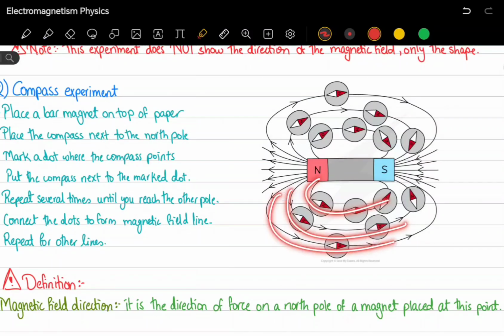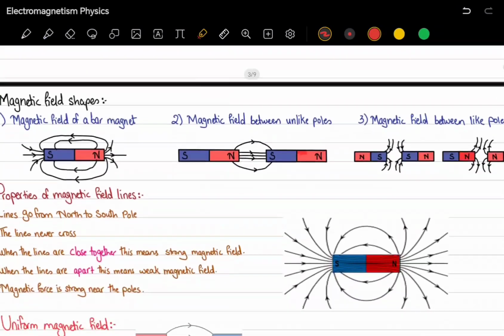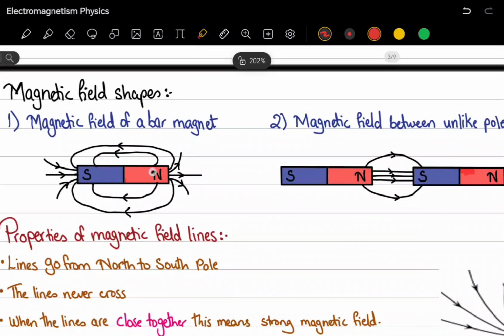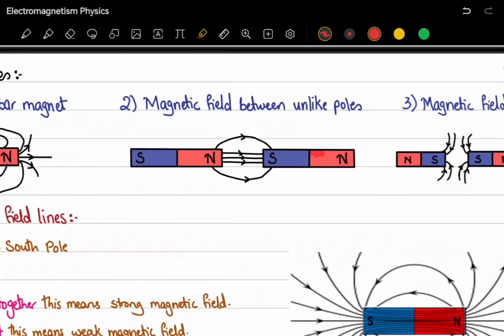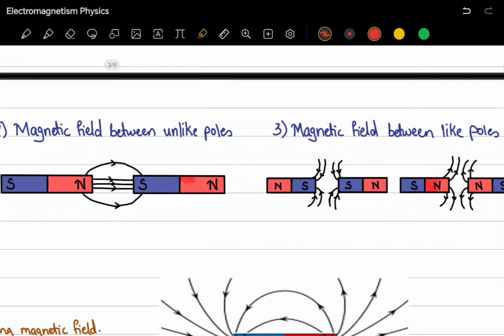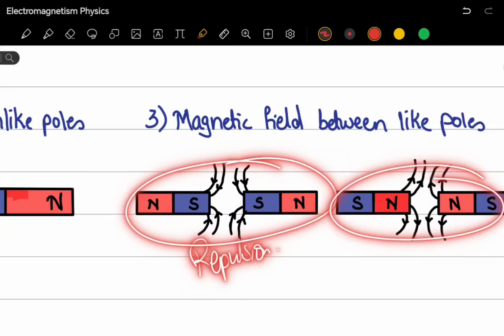When we discuss the magnetic field direction, it's the direction of the force on the north pole of the magnet placed at this point. Here we have different magnetic field shapes. This is the magnetic field of a bar magnet. As you can see, the magnetic field always moves from north to south, outwards and inwards. Magnetic field between unlike poles, we're going to experience a force of attraction. And then the magnetic field between like poles, we experience repulsion. Here south, and here we have north and north.